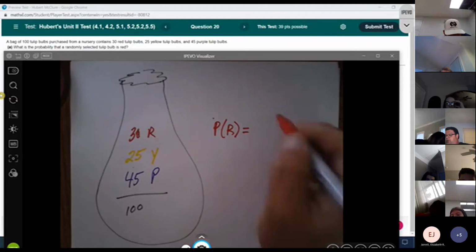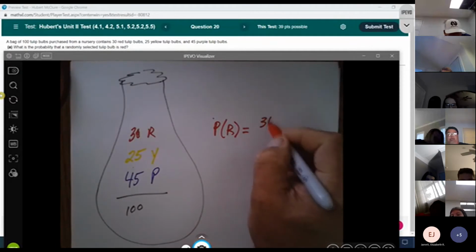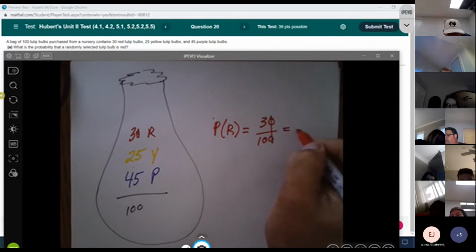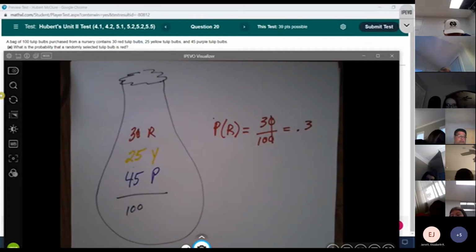0.3. 3 over, or 30 over 100, which is equal to 0.3. Good job.